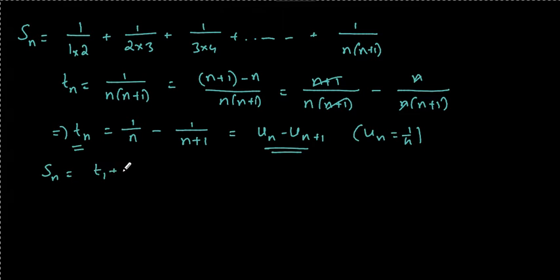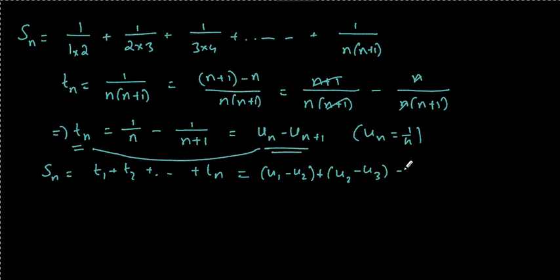Sn is t1 plus t2 and so on till tn. Tn I am writing as un minus un plus 1. So t1 will become u1 minus u2. T2 would become u2 minus u3 and so on. Tn would become un minus un plus 1. So minus u2 plus u2 minus u3 plus u3 minus un plus un. Most of the terms get cancelled and only two terms will survive, u1 minus un plus 1, which is very easy to calculate. So thus we find Sn.